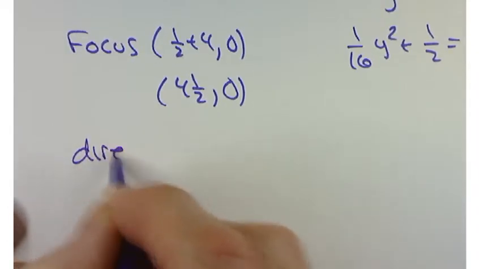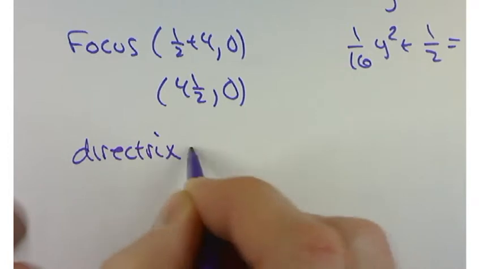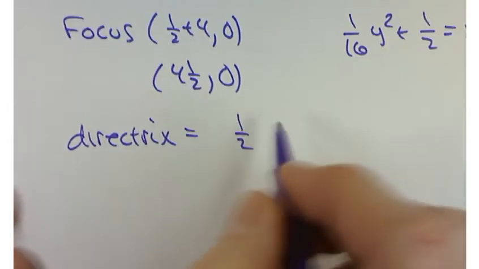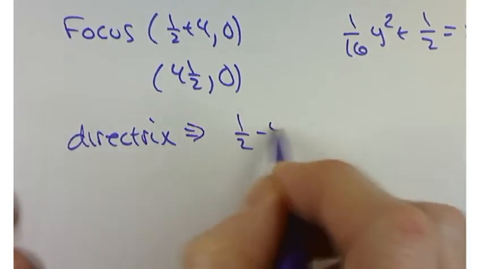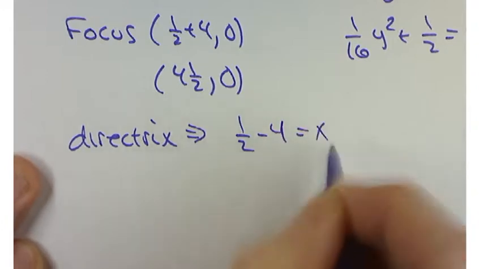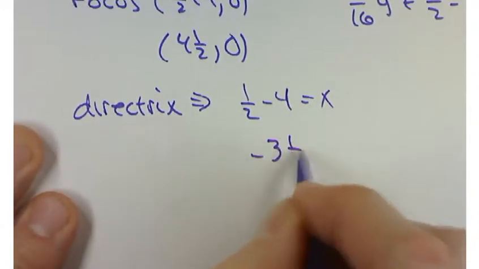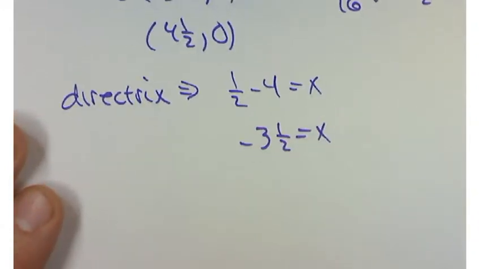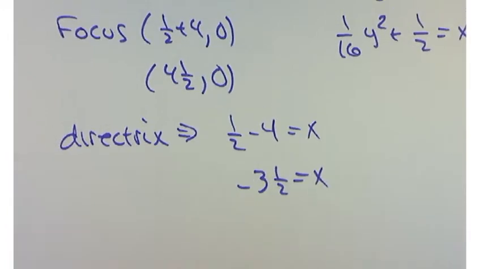So the directrix is going to be 1/2 minus 4, or basically -3 and 1/2 for x. So that's going to be your vertex, or directrix.